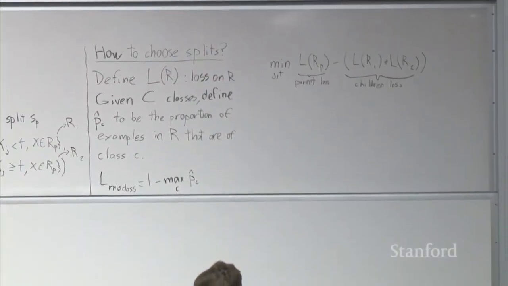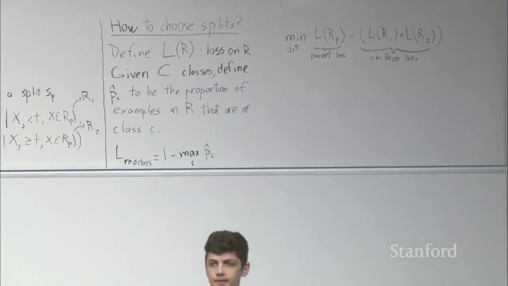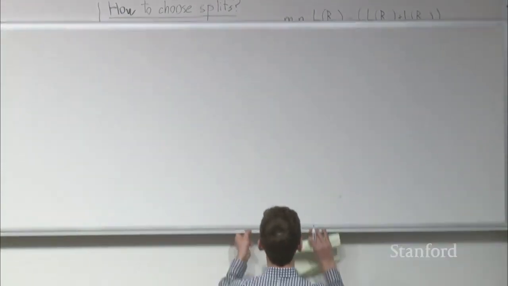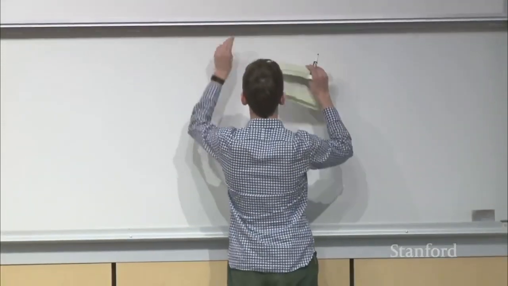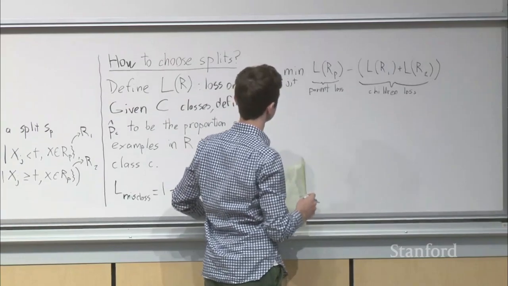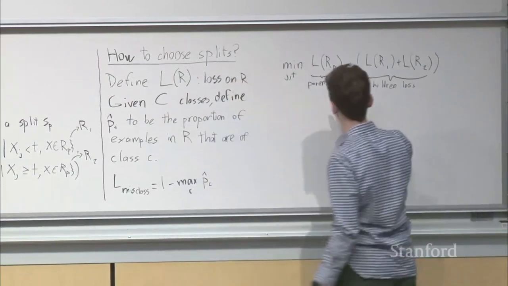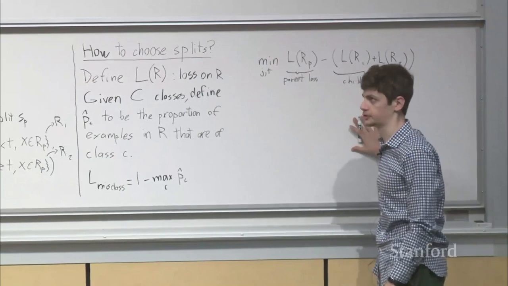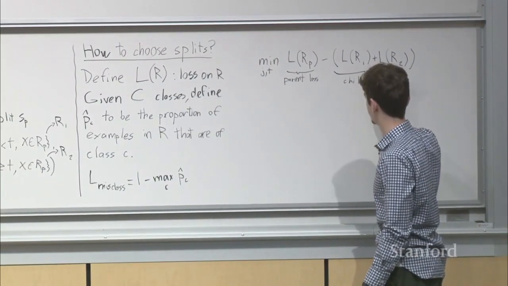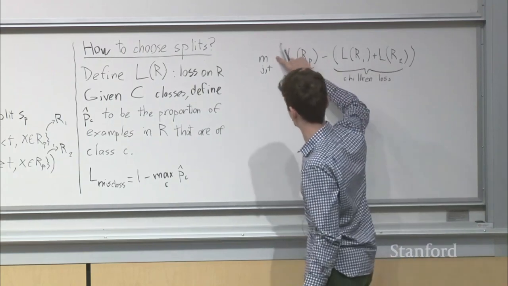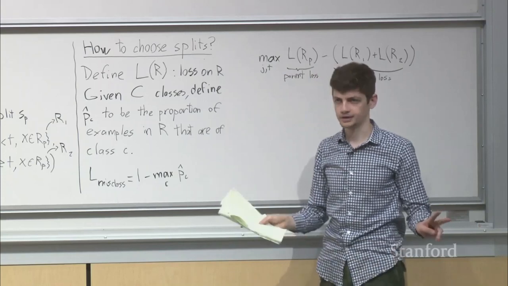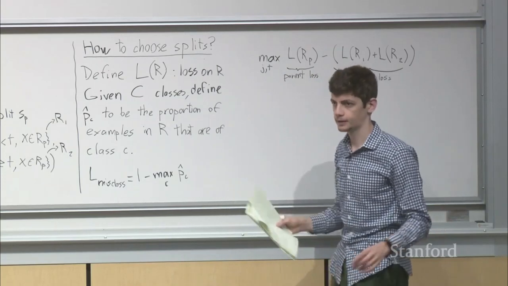Yeah, let's see. You're right. That should actually be a max. Let me fix that really quick. Because you start with your parent loss, and then you're subtracting out your children's loss. And so the amount left, the higher this is, so you really want to maximize this. Make sense, everyone? Thanks for that.